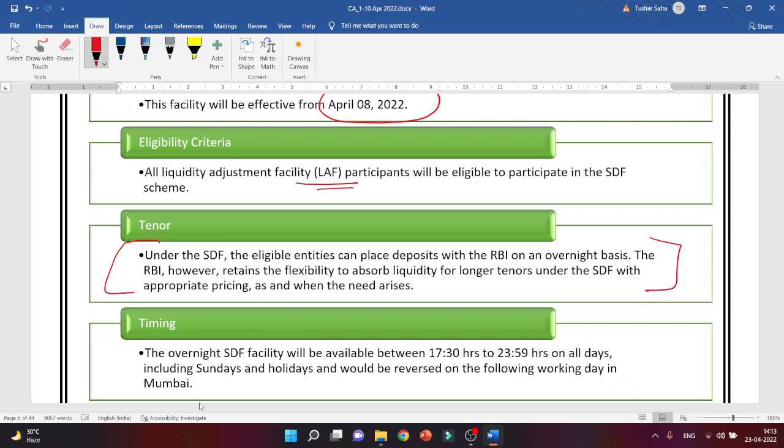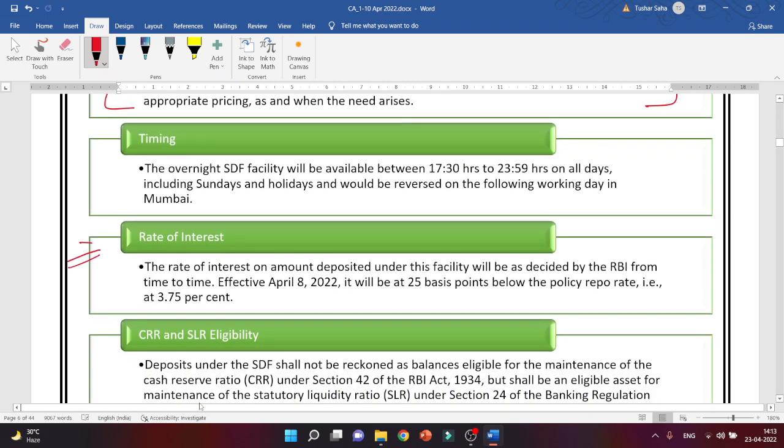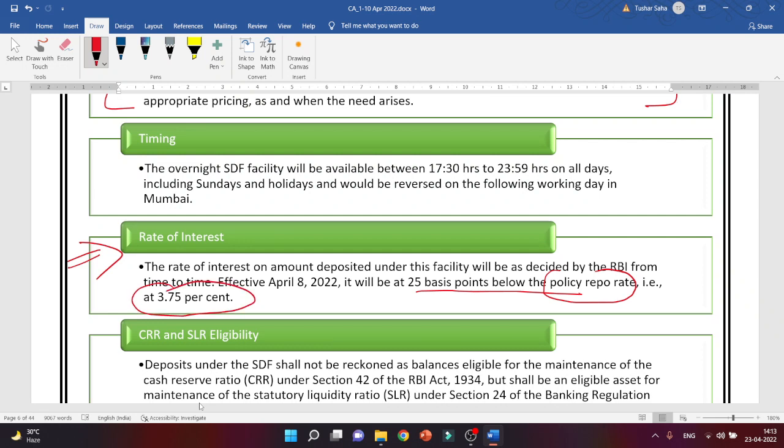So it is again a tool to manage the liquidity, as simple as that. Timings and all, these are not so important. What is very important is the rate of interest. The rate of interest will be 25 basis points below the policy repo rate. If you remember it as 3.7%, you are making a mistake, because in the next 2 months, if the policy repo rate changes, this will also change. So what you have to remember is, it will be 25 basis points below the policy repo rate. I hope this is clear.